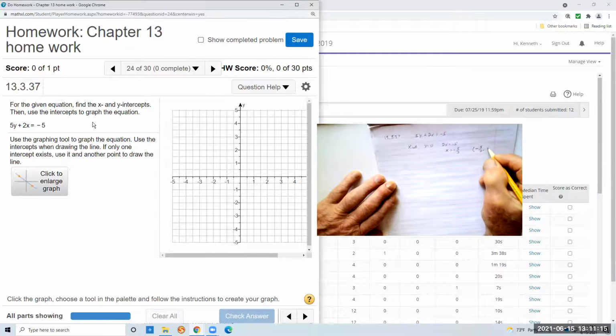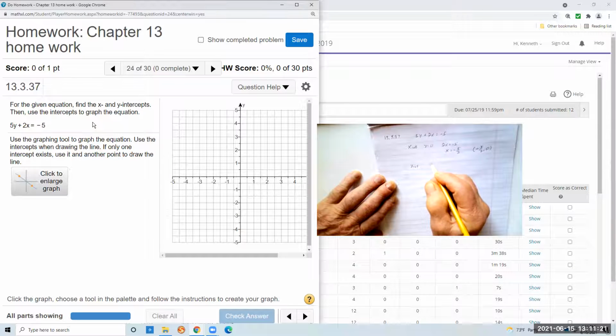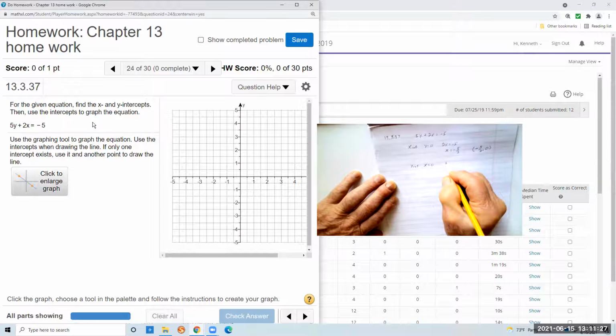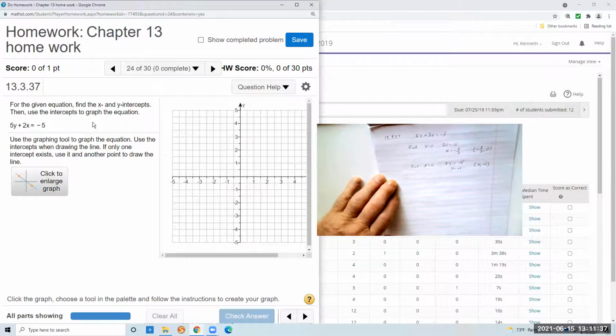-5/2, comma, 0. Now the y-intercept means we're crossing the y-axis. Therefore, x is equal to 0. Plugging in x equals 0, we have 5y equals -5. Y equals -1. And the ordered pair is 0, comma, -1. Let's go ahead and plot those two values.